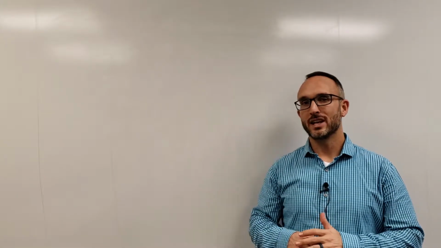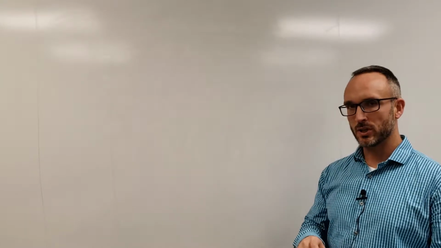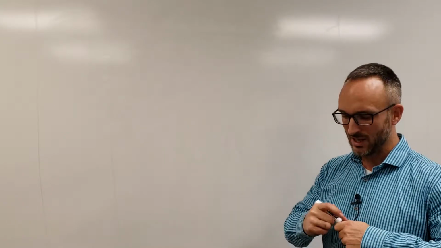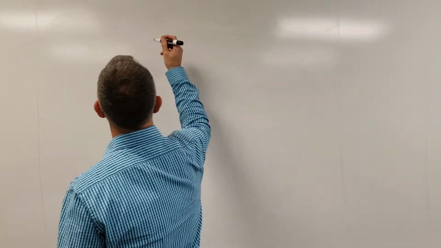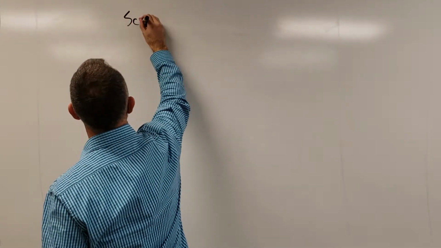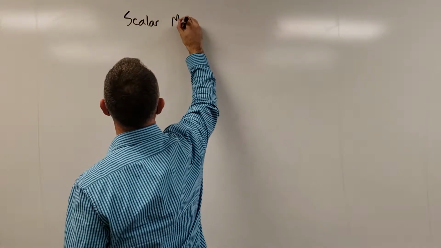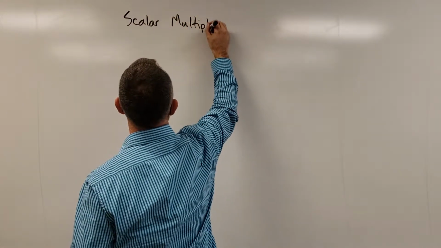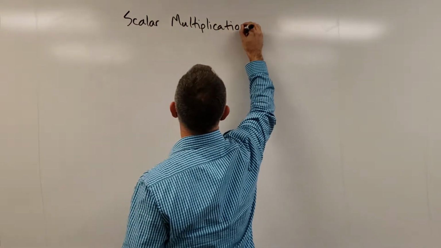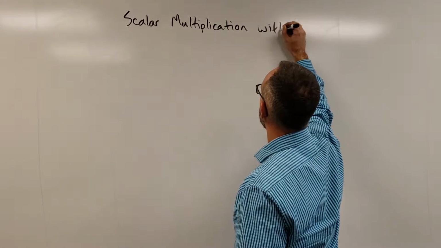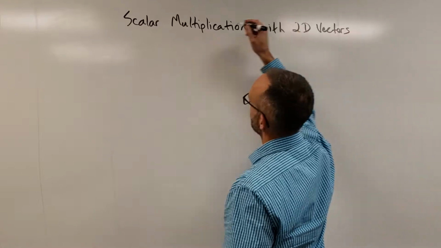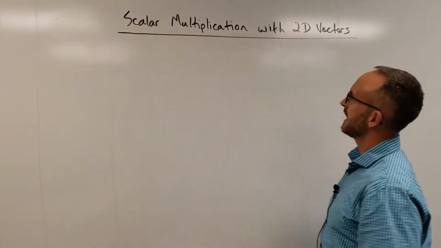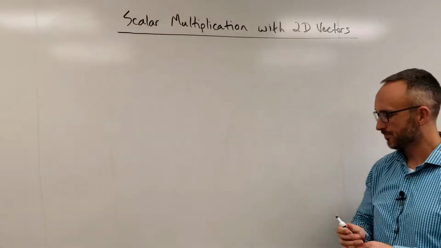Okay, I want to take a look at some arithmetic of vectors. And so in this video, we're going to focus on something called scalar multiplication involving two-dimensional vectors. Scalar multiplication with two-dimensional vectors. All right? Scalar multiplication with two-dimensional vectors.